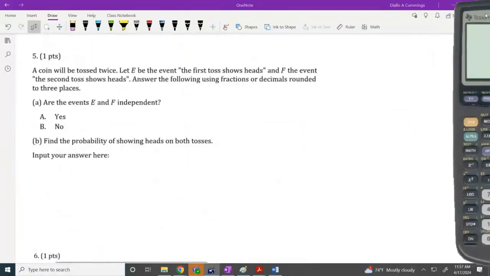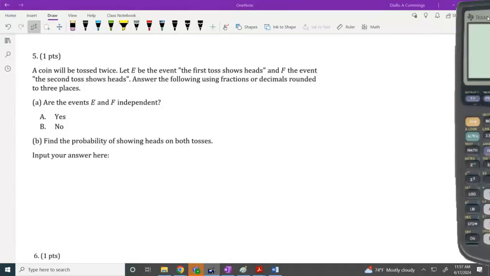All right, for number 5, it says a coin is tossed twice. Let E be the event the first toss shows a heads, and F is the event that the second toss shows a head. Answer the following questions using fractions or decimals rounded to 3 decimal places. The first question says, are the events independent? Yes or no? Well, if you flip a coin one time and then flip a coin another time, do those 2 coin flips have anything to do with each other? No, so they would be independent. Right.